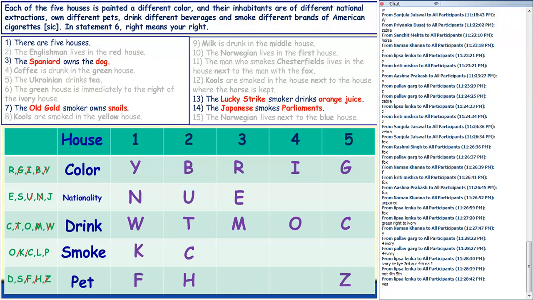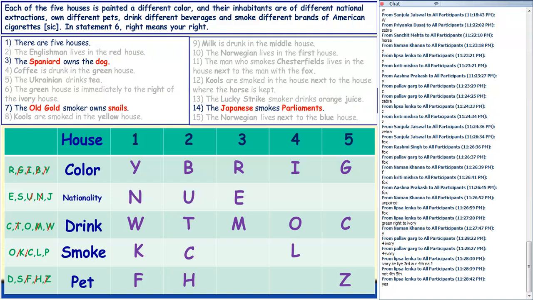ठीक है. So once I get coffee is drink in the greenhouse. ठीक है. अब drink एक ही drink बचता है orange juice. So the orange juice must be in house number 4. Now. The lucky strike smoker drinks orange juice. So we had already fixed the position of orange juice. So lucky strike is in house number 4.